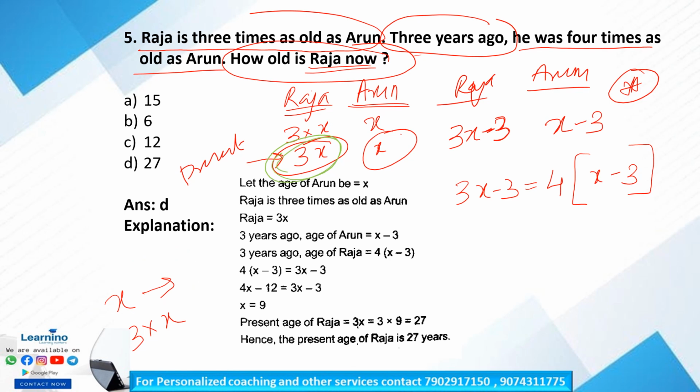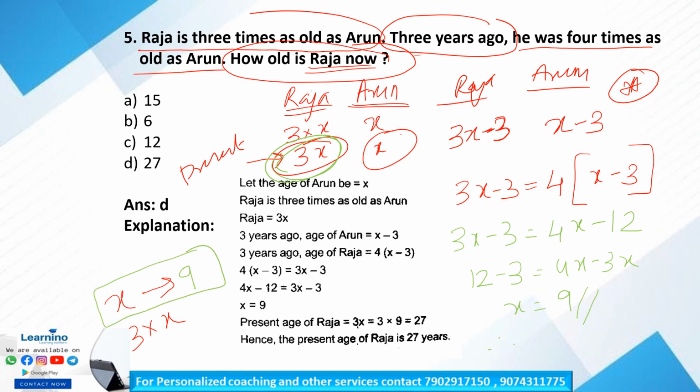So 3x minus 3 equals 4x minus 12. Moving 12 to the left hand side, we get 12 minus 3 is equal to 4x minus 3x. Therefore, x equals 9. Therefore, we got the value of x. Our question is how old is Raja now? The present age of Raja is 3x, that is 3 into 9, which is equal to 27. So option D is our correct answer.